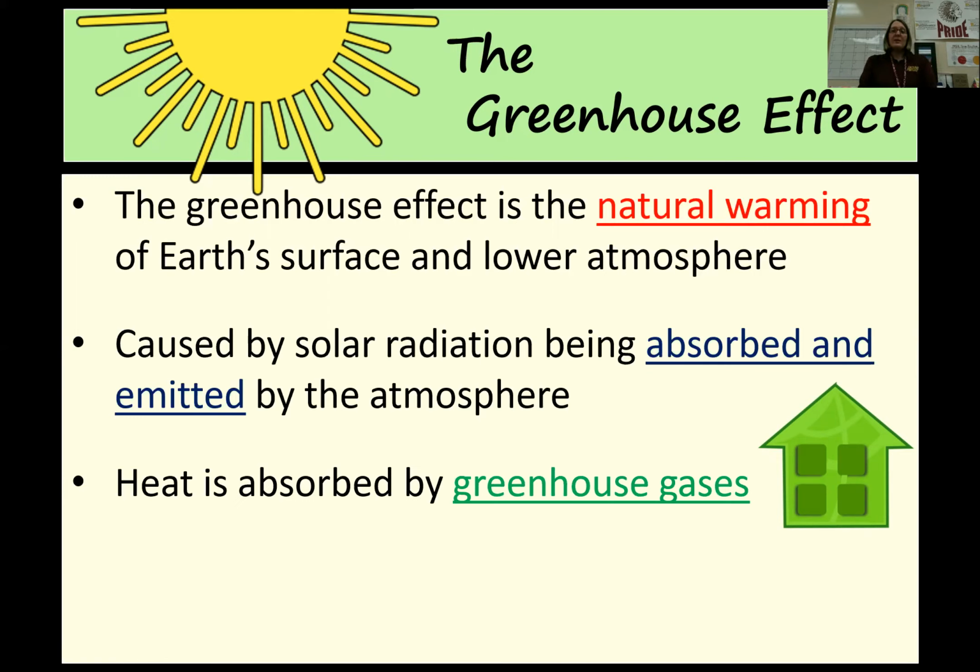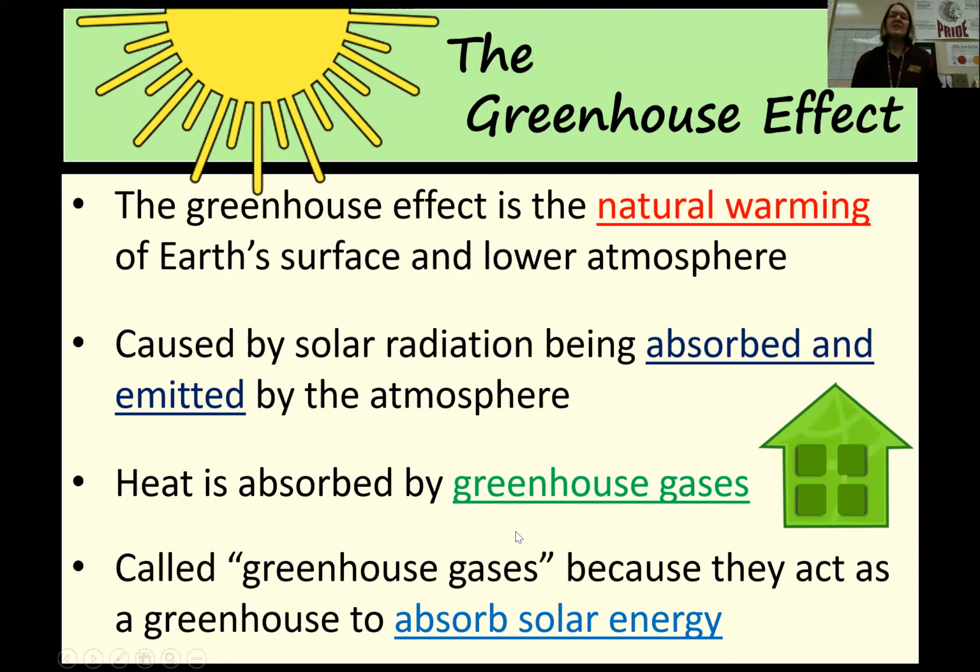Heat is absorbed by greenhouse gases. We've mentioned this many times already, that the makeup or composition of the gases like CO2, water vapor, oxygen, nitrogen, a lot of those actually absorb heat and trap it close to the Earth's surface. It's called greenhouse gas because they act as a greenhouse.